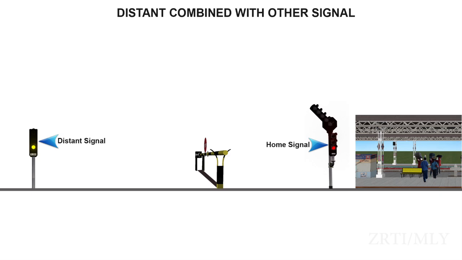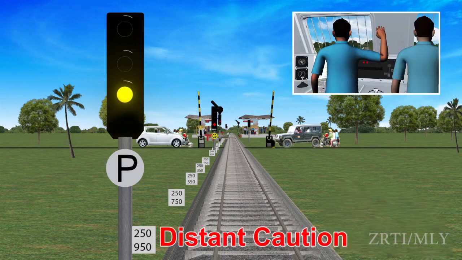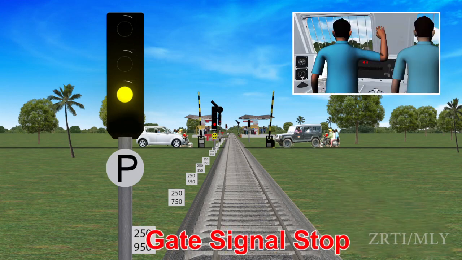Distant signal, due to its location of placement, may sometimes be required to be combined with gate signal. When combined in on position, it exhibits red light, that is, stop aspect, and P marker is removed. Distant, caution. Gate signal, stop.